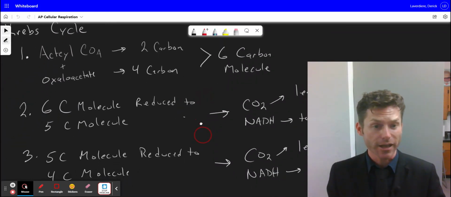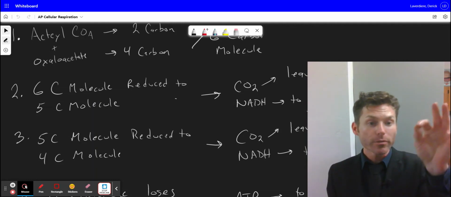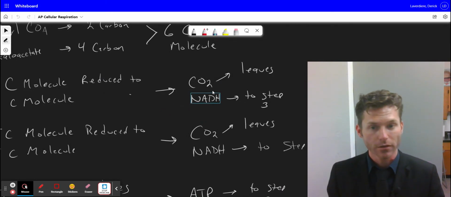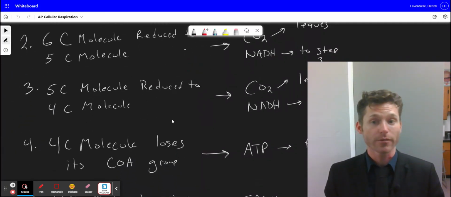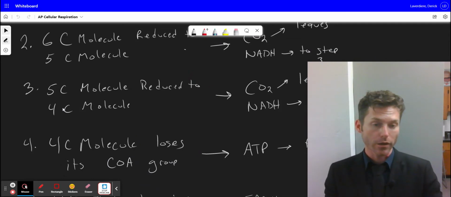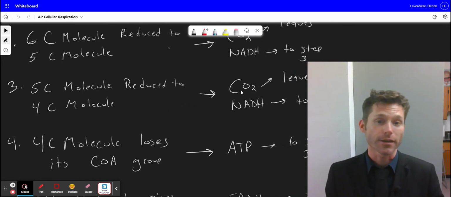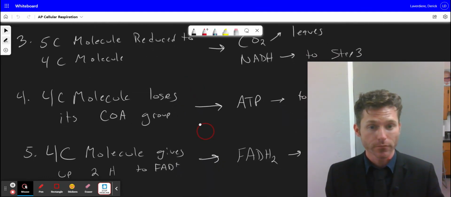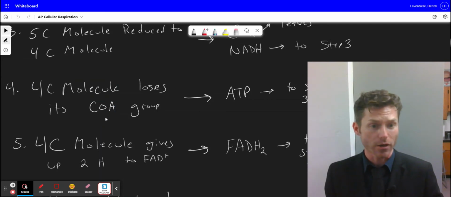Then as soon as I have that 6-carbon molecule, I'm going to rip one of those carbons off. Just one. Plop it off. A little bit of energy comes out, and I use that little bit of energy to generate an NADH. And then CO2 leaves as trash. Then, when I have my 5-carbon molecule, I'm going to rip another one off. I use the energy that's released from that ripping to create another NADH and another trash carbon dioxide. So now I'm down to a 4-carbon molecule. It still has that coenzyme A group attached to it. We're going to rip that off.